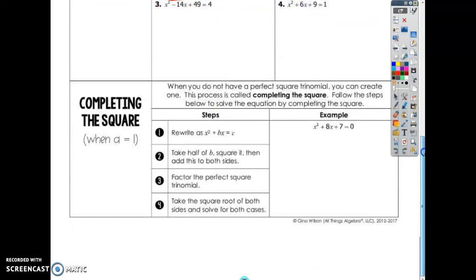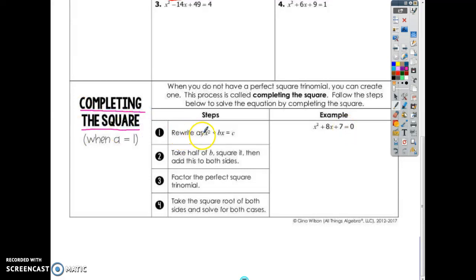I'm going to start on the bottom one when they are not perfect squares. So like this one. This is not a perfect square trinomial. So we're going to have to complete the square. Okay, and I'm going to show you how to complete the square.